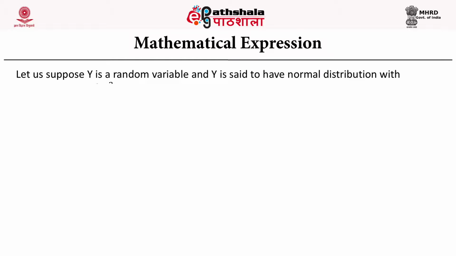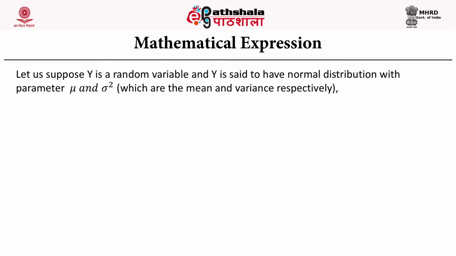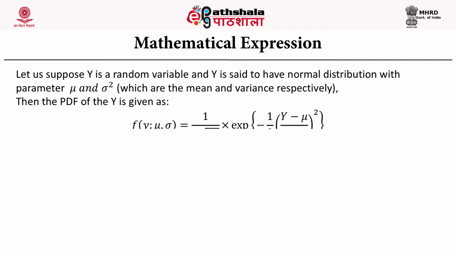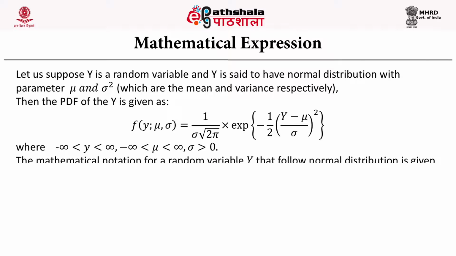Mathematical expression: let us suppose y is a random variable, and y is said to have normal distribution with parameters mu and sigma square, which are the mean and variance respectively. Then the PDF of y is given as f(y; mu, sigma) = 1 upon sigma under root 2 pi, exponential of minus half ((y minus mu) upon sigma) whole square, where y lies between minus infinity to infinity, mu lies between minus infinity to infinity, and sigma is greater than 0.